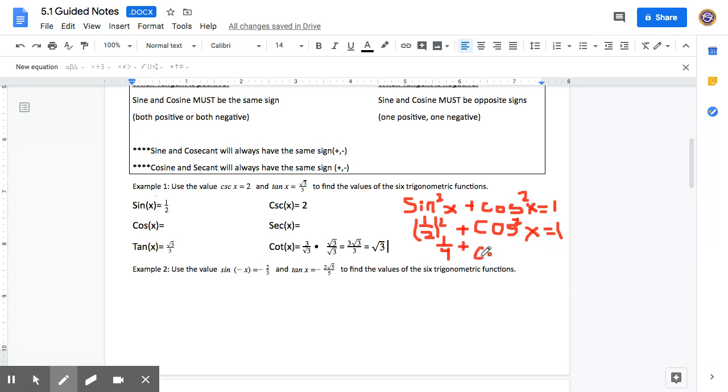So we want to subtract the 1/4 over onto the other side. And that means that we need a common denominator for 1 here. So we are going to write 1 as 4/4 because that is the same thing as 1, and it gives us a common denominator. So now when we subtract 1/4 from both sides, we end up getting cosine squared x equals 3/4.